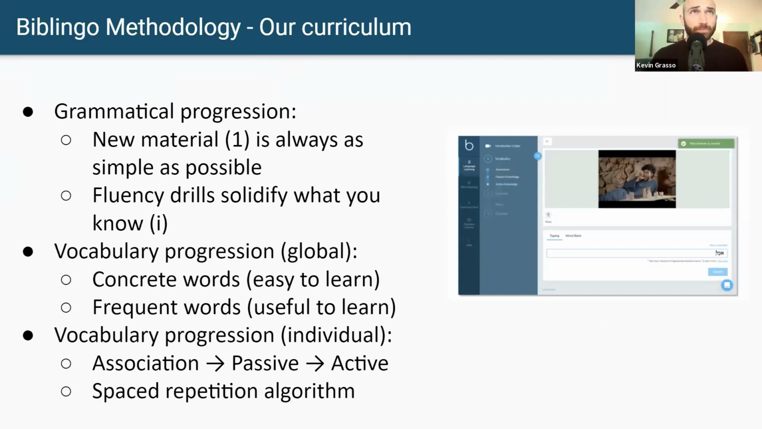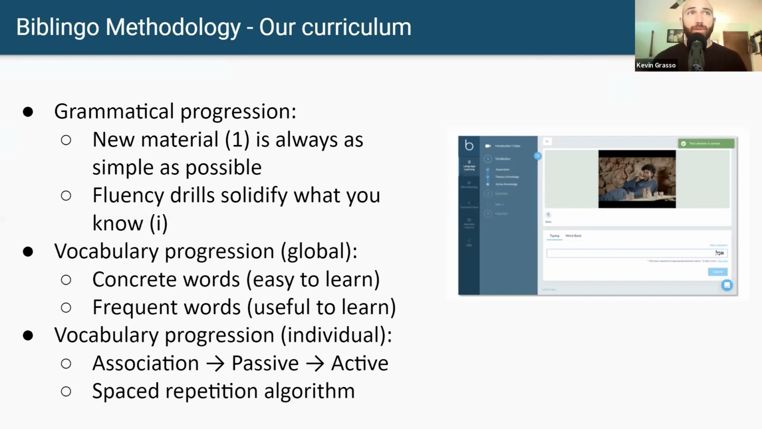So in our curriculum, all these ideas are kind of woven throughout the program. So for example, our grammatical progression, basically what we try to do is we have new material that is always as simple as possible. So the idea here is that we want you to be able to build on different morphology, for example, or meanings based on what is easiest to acquire. Okay. And then we have fluency drills that solidify what you know. So that's kind of how we build in one and I.